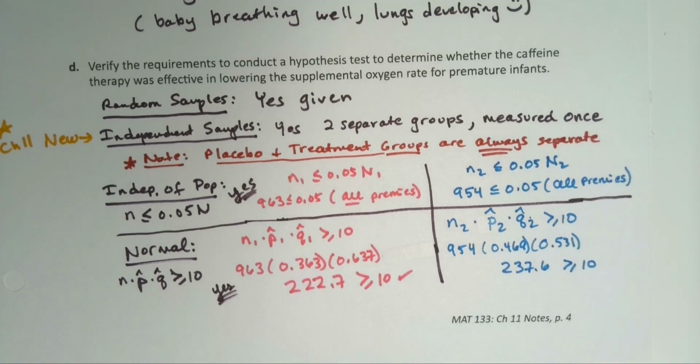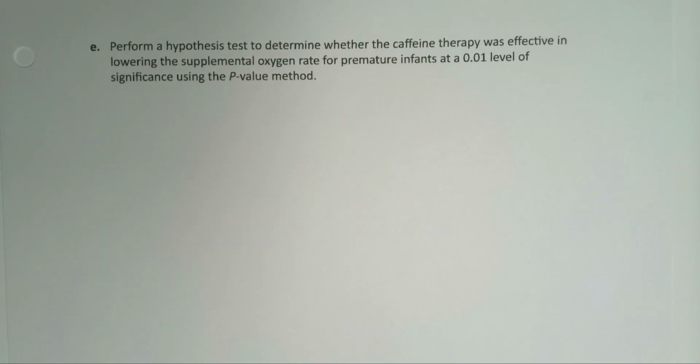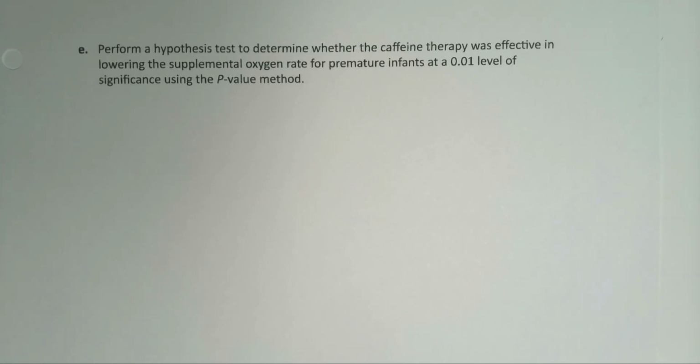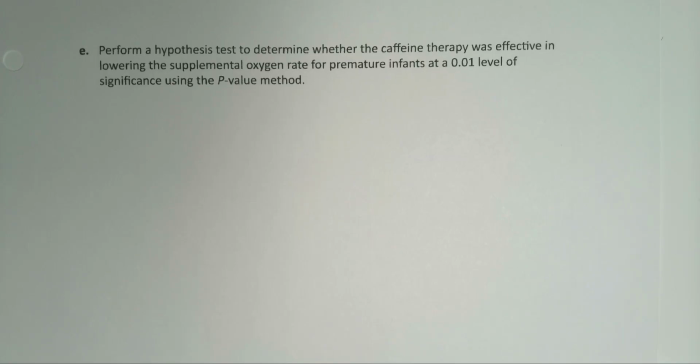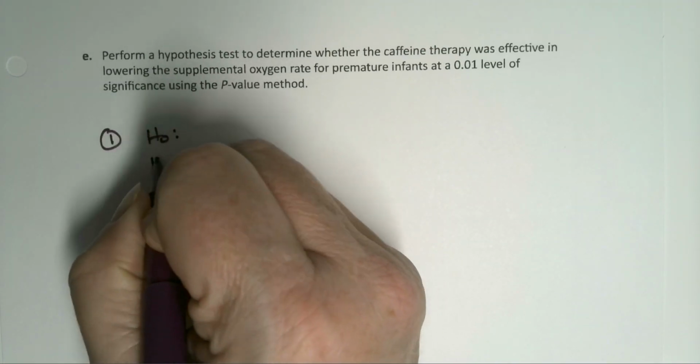So now let's run the test. We want to perform a hypothesis test to determine whether the caffeine therapy was effective in lowering this supplemental oxygen rate for premature infants at the 0.01 level of significance using the p-value method. Well, that's the only method we use anyway. Okay, so step one, we need a null and an alternative hypothesis.